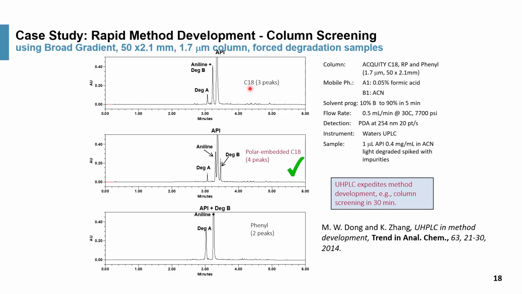A column screening quickly determined that the best column to use is a polar embedded column rather than a C18 column or a phenyl column. The phenyl column actually did the worst. The highlight is the fact that UHPLC column screening can expedite method development because we're using a very short column. And in under 30 minutes, we can do a complete screening using 3 or 4 columns.